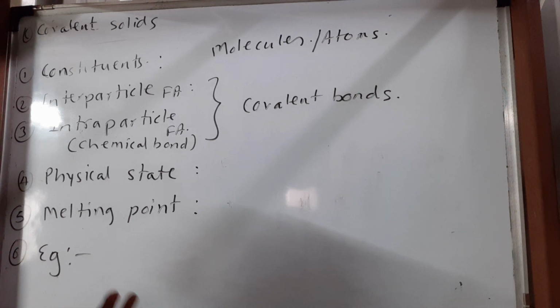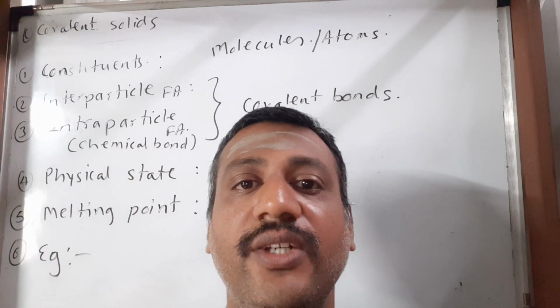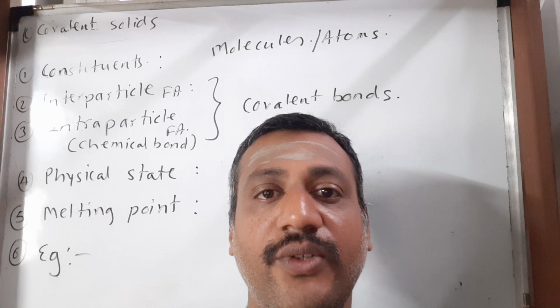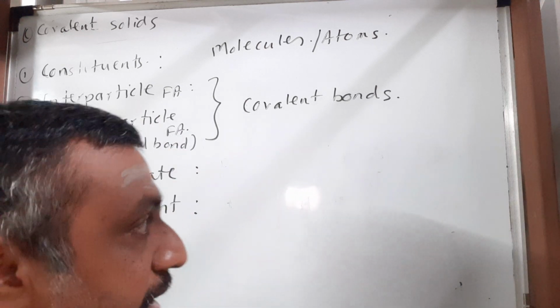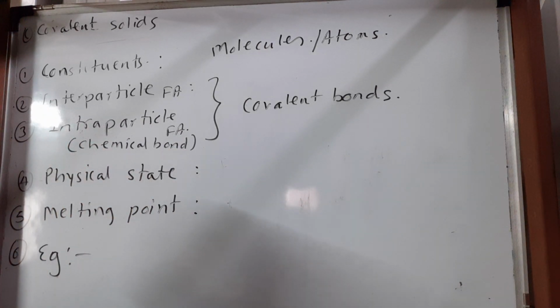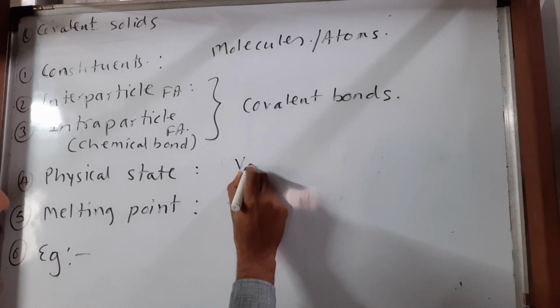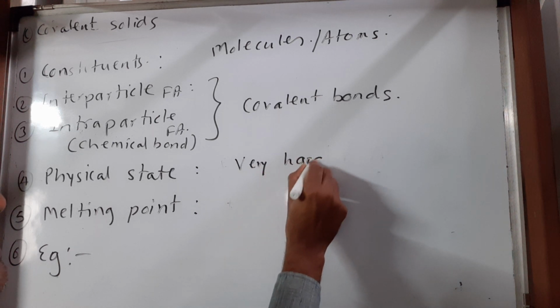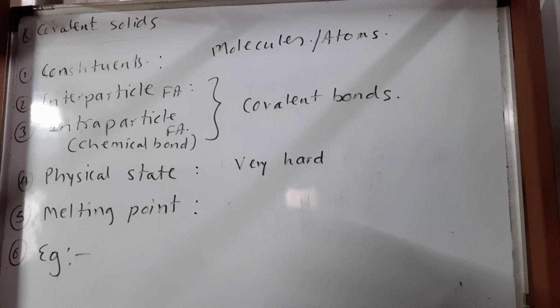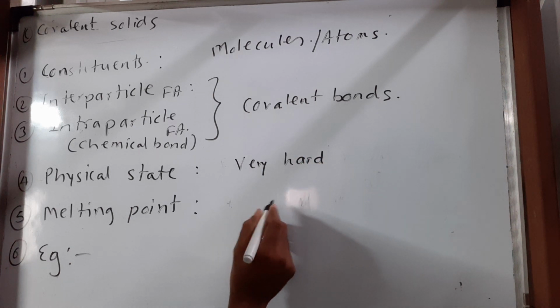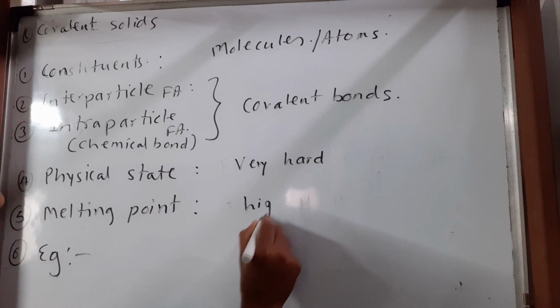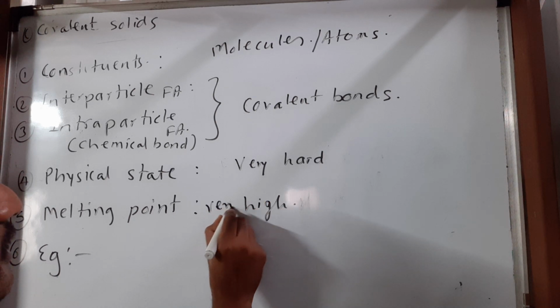Okay, the bond which is formed by the equal, mutual sharing of electrons, that's the covalent bond. And here the physical state, they are very hard. And the melting point, they generally have very high melting points.